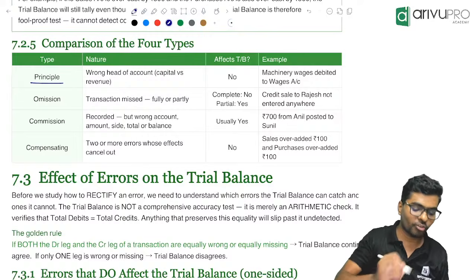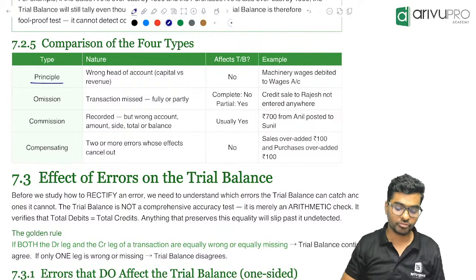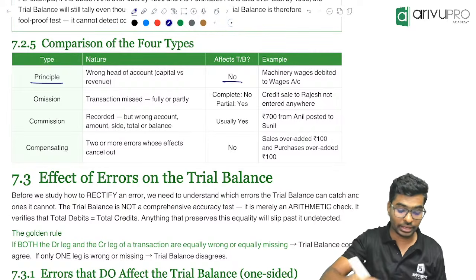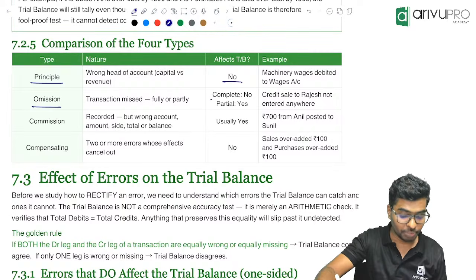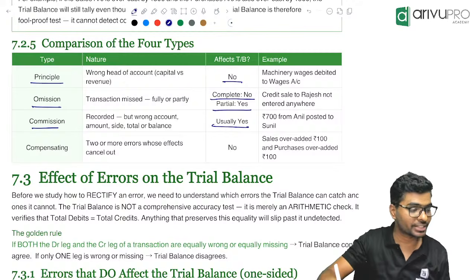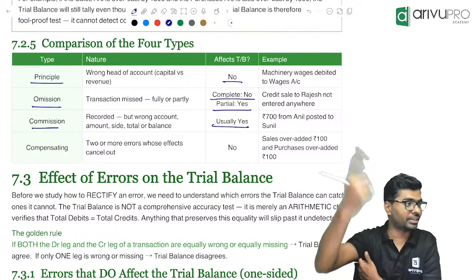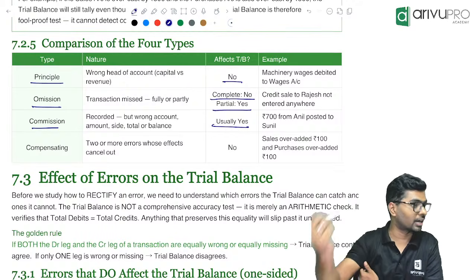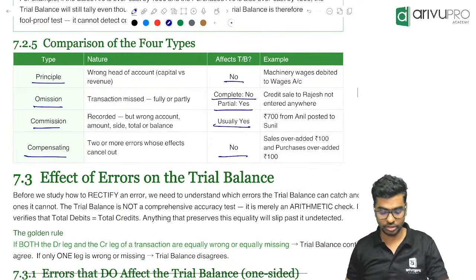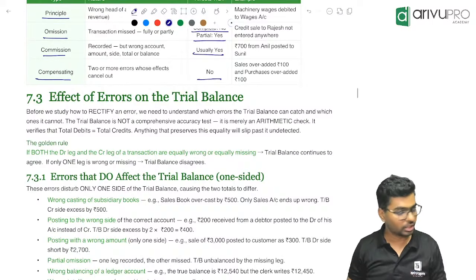See here, error of principle. Will it affect the trial balance? Omission, complete? No. Partially? Commission? Usually yes, because a lot of them will have an impact, either on wrong posting or wrong casting, everything will have an impact. Compensating? Now done.